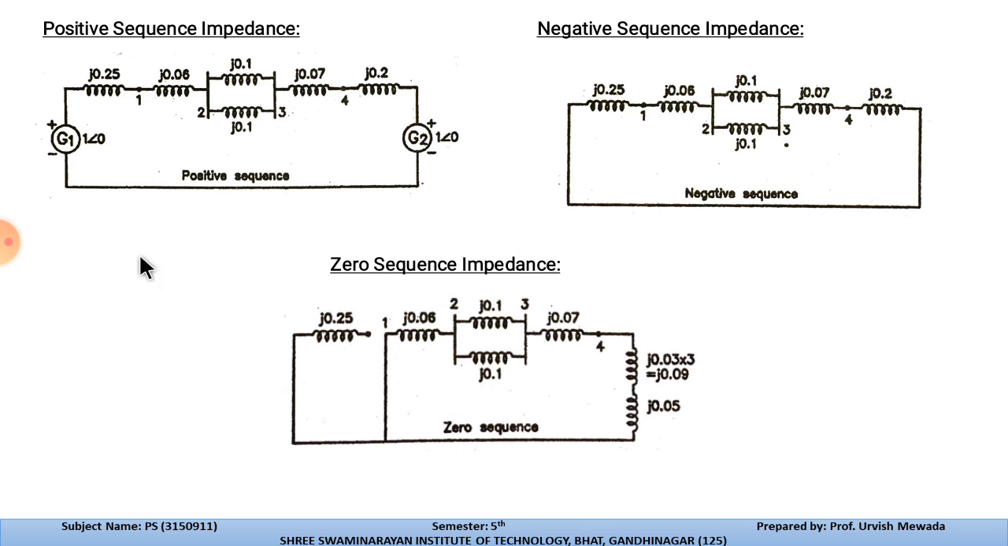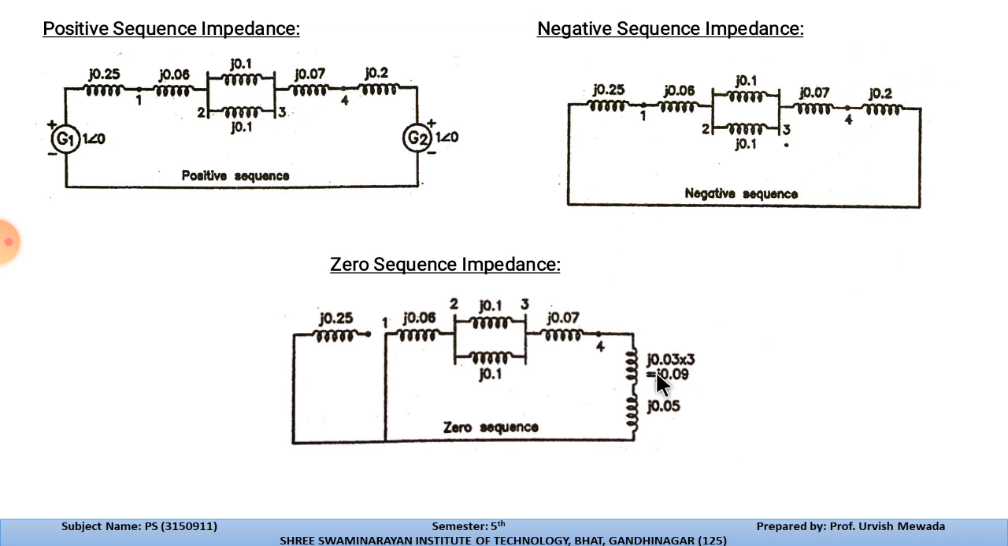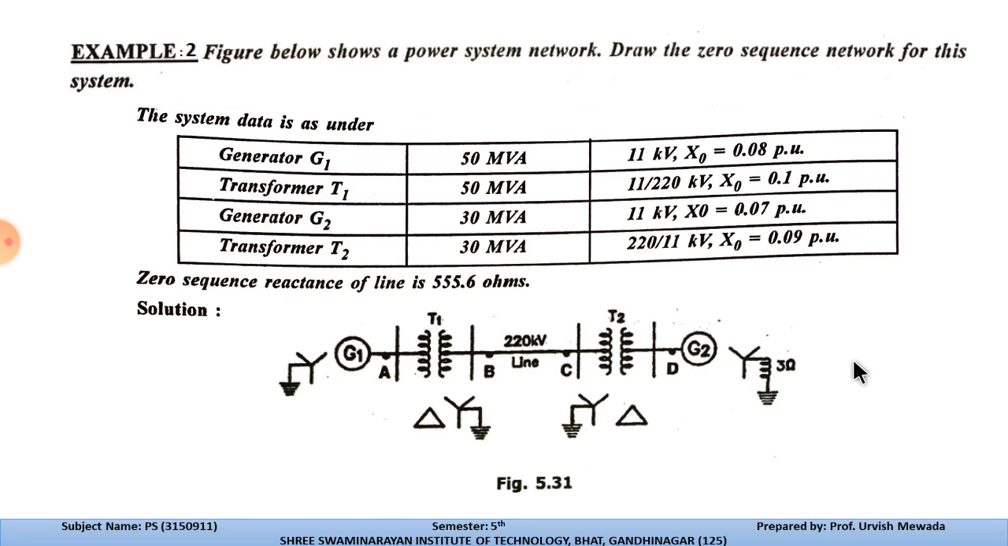So this is how you can draw the positive sequence, negative sequence, and zero sequence. For that you can recall the theory of positive sequence, negative sequence, and zero sequence of all the elements that we have explained, and for that we have drawn the circuits for different varieties of connections. Now let us discuss example number 2.